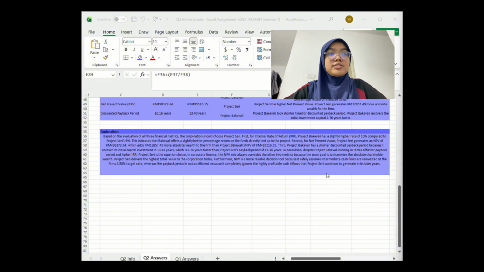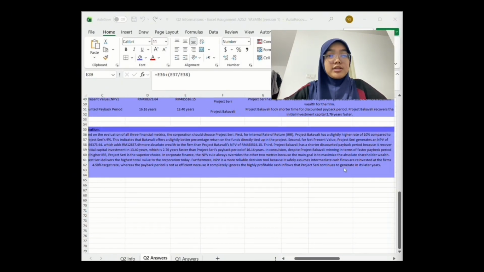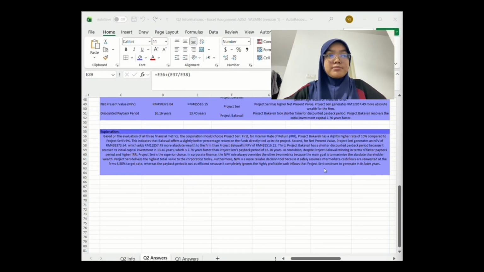In contrast, the payback period is limited because it ignores all the highly profitable cash inflows that Project Seri generates in its later years. Therefore, I strongly recommend Project Seri for this investment opportunity.